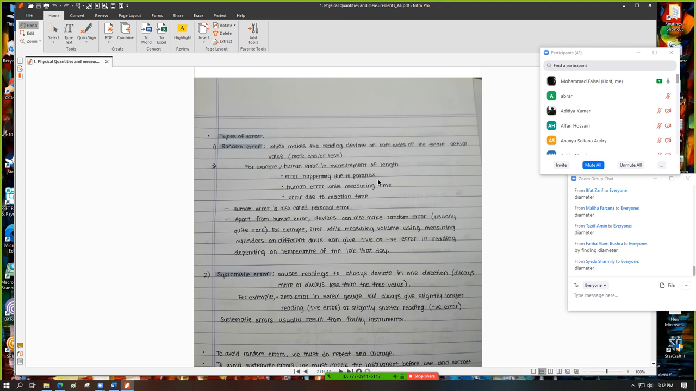Using a vernier calipers, you can measure the diameter of a sphere and then calculate the volume. Get this sentence. Using a vernier calipers, you cannot measure the volume of a sphere. You can measure the diameter of a sphere, and from the diameter, you can calculate the volume of the sphere.